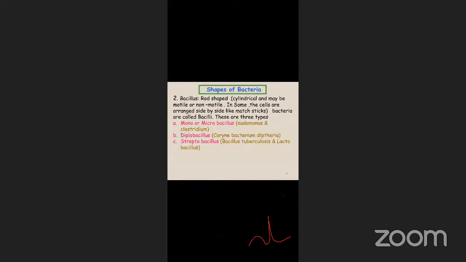These are the rod-shaped bacteria, called bacillus. These bacterial cells are arranged like matchsticks in a matchbox. When you see a matchbox, how the sticks are arranged, the bacillus cells are arranged the same way. These are the three types of bacteria: first one is mono or microbacillus. Next, you see the diagrams of bacillus bacteria. First one is the bacillus, and next, on the left side, diplobacillus and streptobacillus. These are the diagrams of the three types of bacillus bacteria.